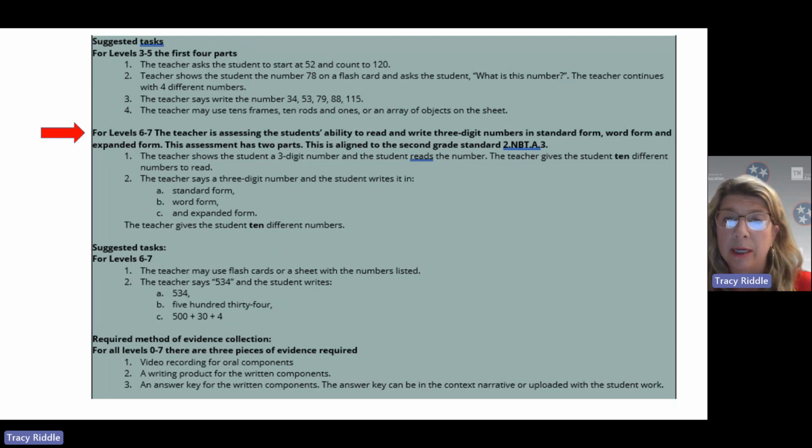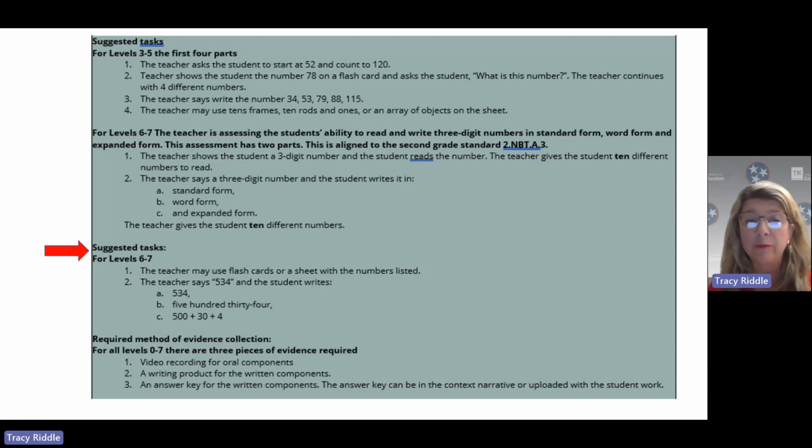This can be a writing product, but the teacher answer key must be included in the context narrative or uploaded along with the student work in order to know what were the 10 different numbers the teacher called out for the student to write. In the suggested task area, you see an example of one way you could assess a number. You could use flashcards and students read the number from the flashcard, or you could have a sheet with those 10 different numbers written out that they're going to read, and the student can read the numbers from the sheet.